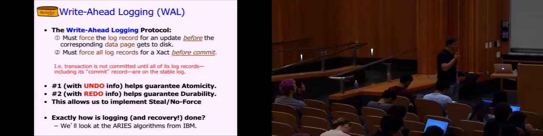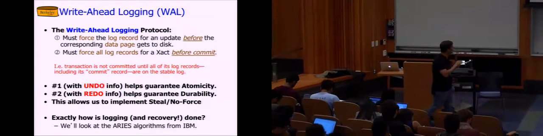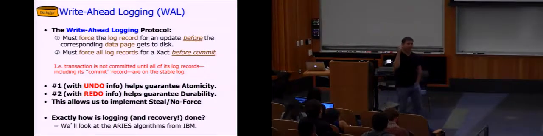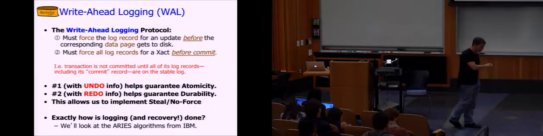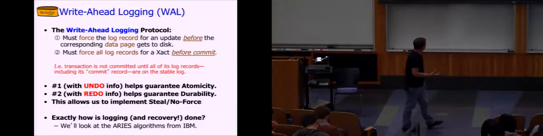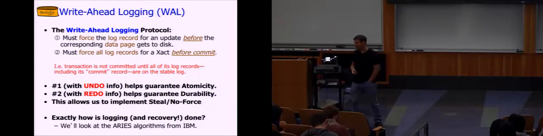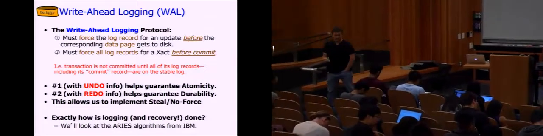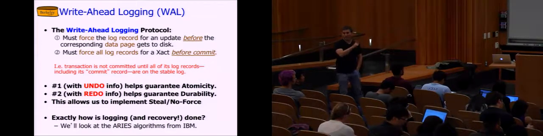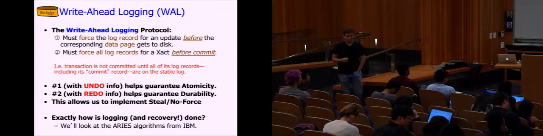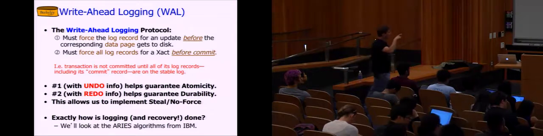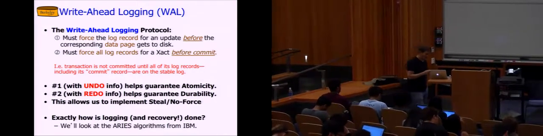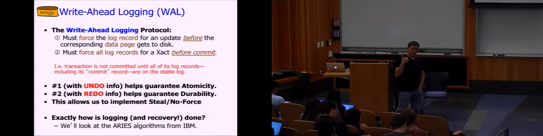And the second one is that before you report commit on a transaction, you must force all log records for that transaction. You're not allowed to send a commit to the user level until you're sure that all of their log records are on the log disk. The first of these guarantees atomicity. It guarantees that you can undo something in the database because you know it's in the log before it hits the database. Dirty data in the database has corresponding undo information in the log. Sorry, the undos hit the log before the data hits the database. The second of these guarantees durability. The redo information hits the log before you tell the user about commit.